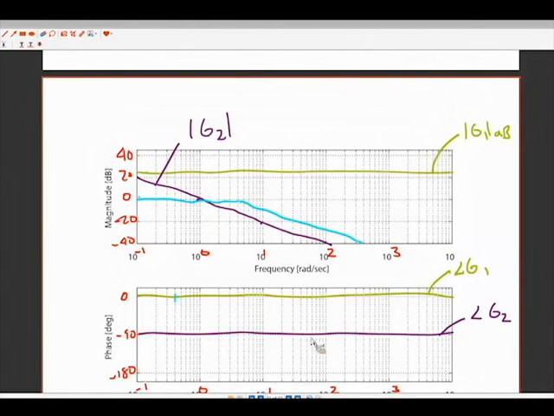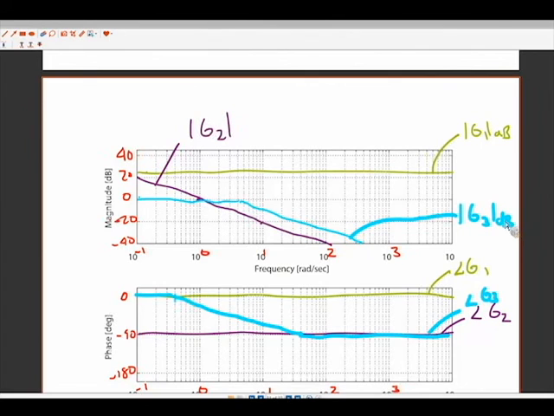Right here. So this phase for the real pole is going to go from 0 to negative 90 over the course of 2 decades. This is phase G3, magnitude G3 decibels.